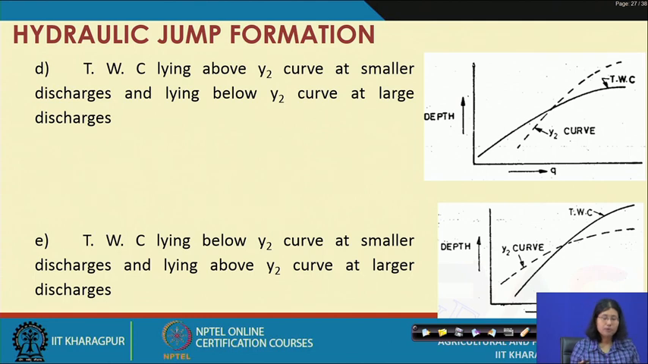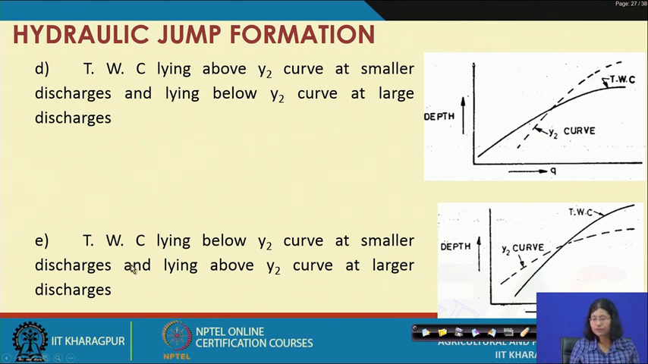There is a fourth condition when the TWC is lying above the Y2 curve at a smaller discharge and lying below the Y2 curve at a large discharge. The condition where both are intersecting, Y2 curve is below and TWC curve is the next stage, it is above.